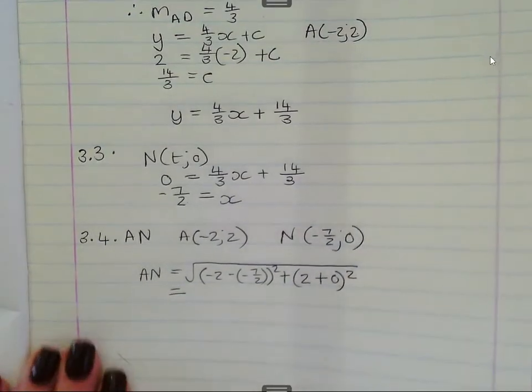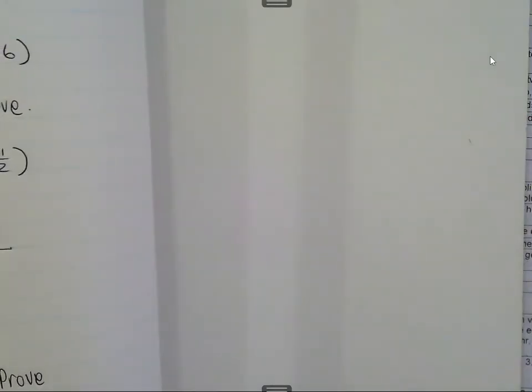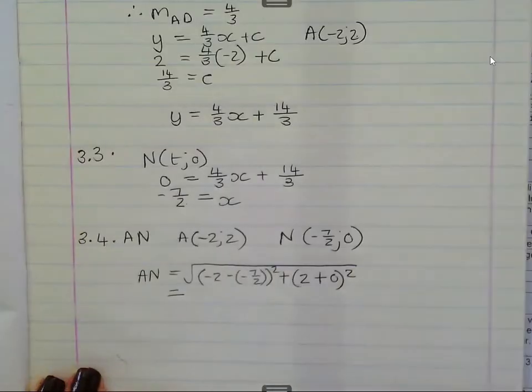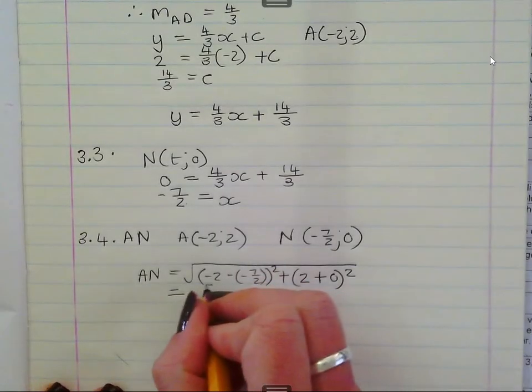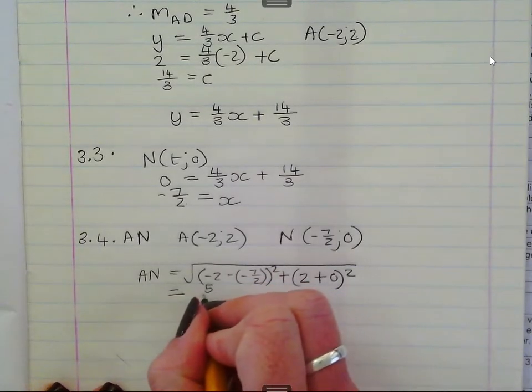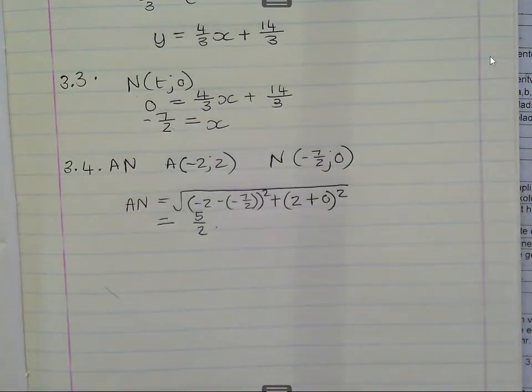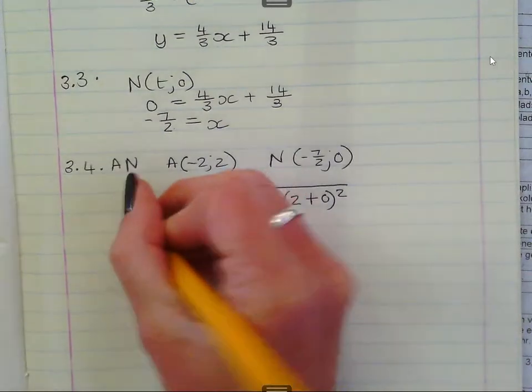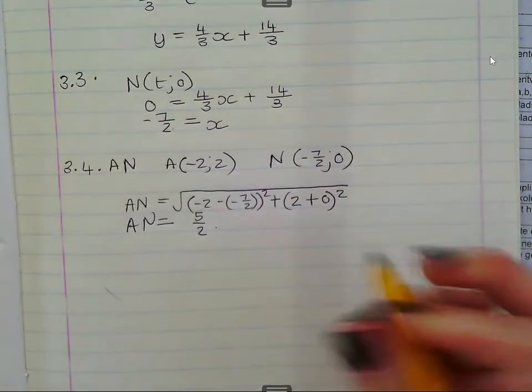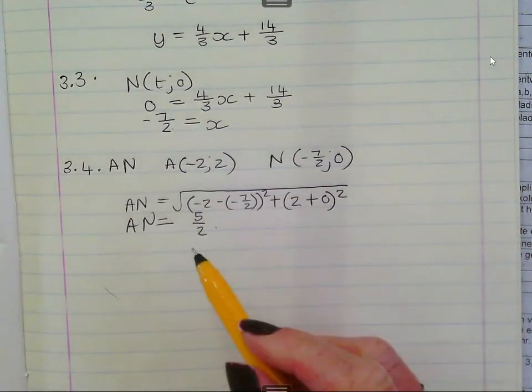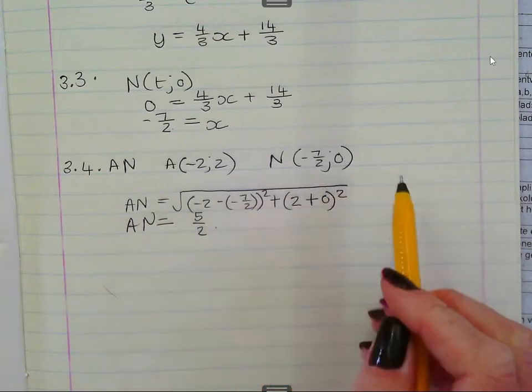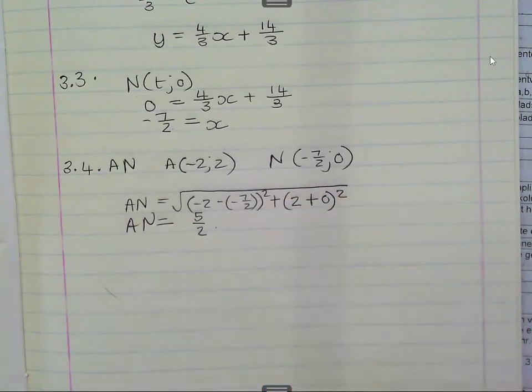Then all you do is you type that in your calculator and you get an answer of 5 over 2. Am I correct? And that's why it only counts 2 marks. Because it's a formula that you substitute in and just type on your calculator to get the answer.